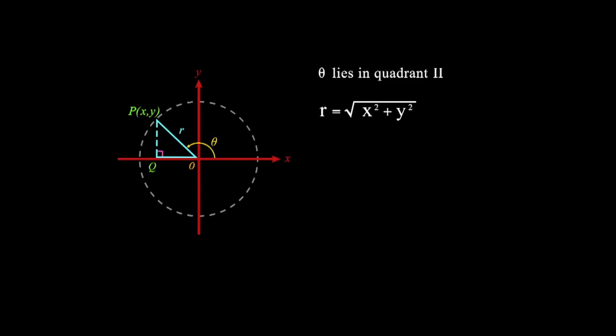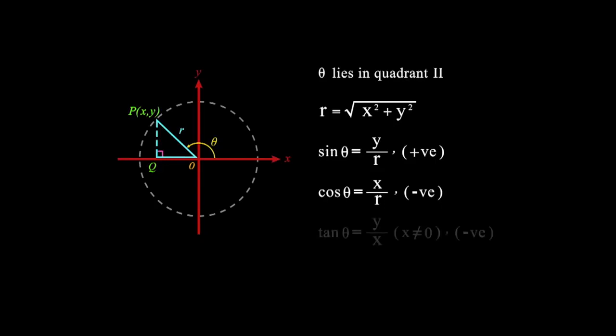When angle theta lies in the second quadrant, the triangle also lies in the second quadrant. The value of x is negative, but the values of y and r are positive in the second quadrant. Therefore, the values of the sine ratio are positive. However, as the value of x is negative and the value of r is positive, the values of the cosine ratio in the second quadrant are negative. Lastly, since the value of y is positive but the value of x is negative, the values of the tangent ratio in the second quadrant are also negative.